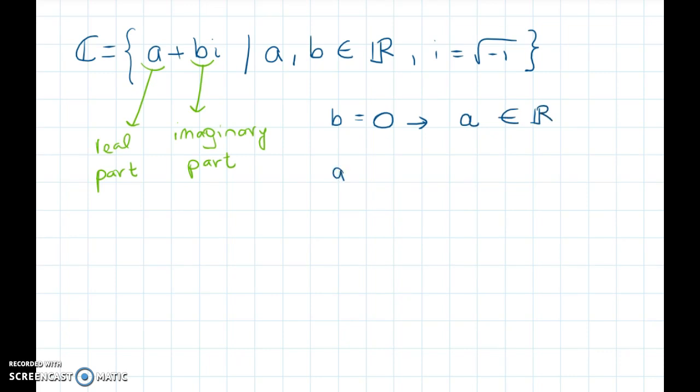It could also be that the number a is equal to 0. In that case, we will have b multiplying i, and this is a number that only has the imaginary part, and we call it pure imaginary sometimes. So our next goal is to see how we actually operate and what operations we are allowed to do with this set of complex numbers.